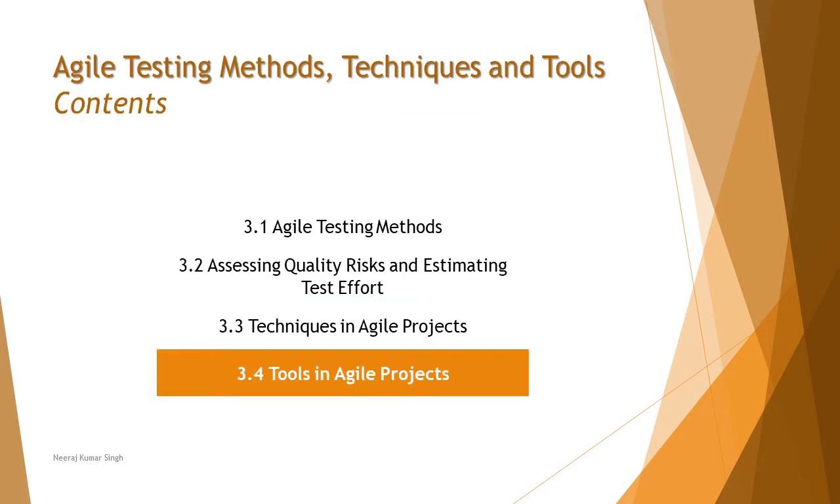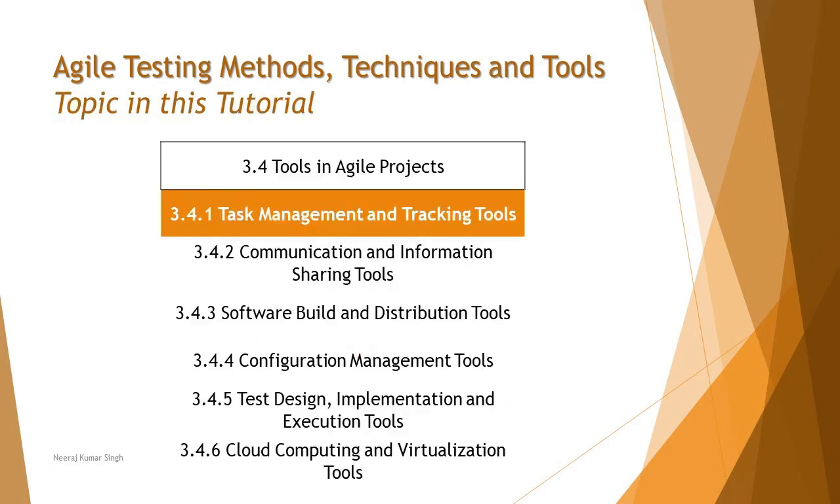We are in chapter 3. We are looking at the last topic of chapter 3 in this tutorial, that is 3.4, Tools in Agile Projects. In that, we have a lot of topics to be covered as a part of it, so make sure that you pay attention to understanding all these different topics together.